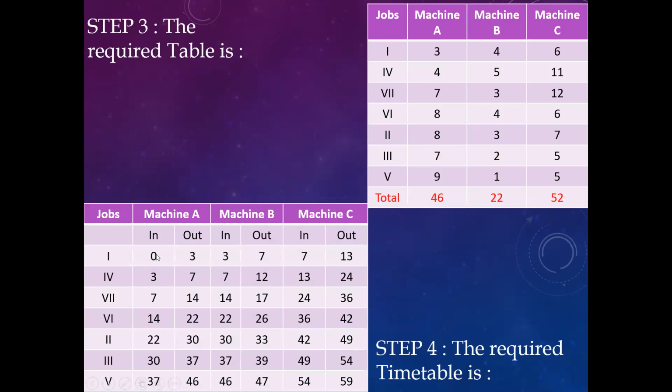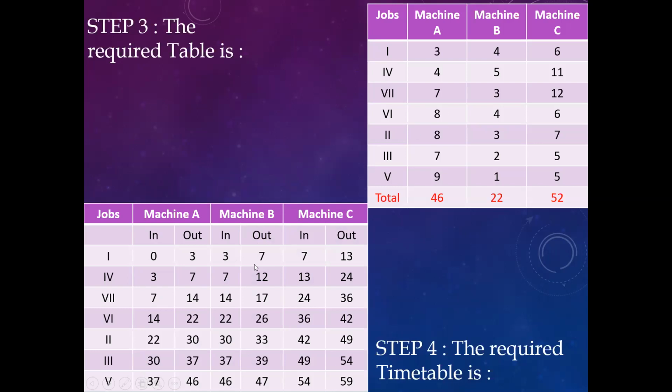So the in time is 0, 0 plus 3, 3, bring 3 down, 3 plus 4, 7, bring 7 down, 7 plus 7, 14, bring 14 down, and so on. Same way you will make it for machine B as well as for machine C. Just remember, while calculating the out time, you have to compare the out times like this. Say the out time of machine A for the first job is 7. So 7 and 7 are the same. That is why you wrote 7.